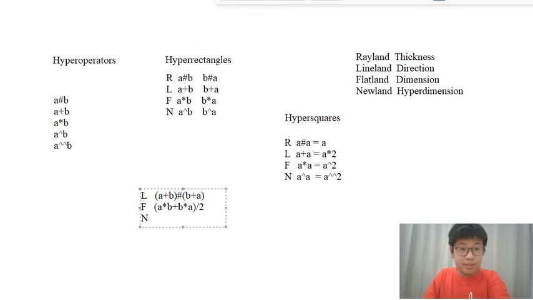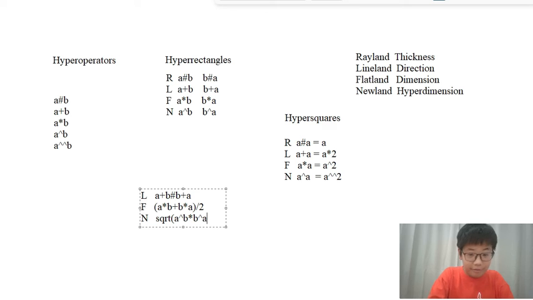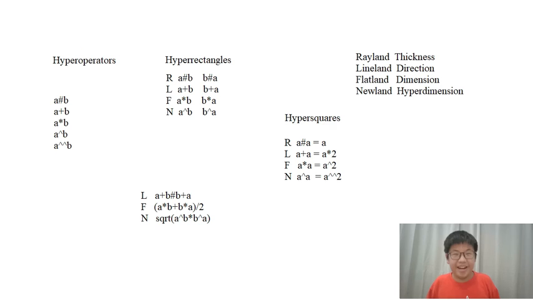over 2. And of course, we can compare after the plus, so we can write it this way. And we just omitted it in Lineland because it's a compare operation. Now in Newland, and this is getting tricky, so we can use the negation. This is our base, and this could be our root, and this operation could be multiplication. So the Newland rectangle could be the square root of a to the power of b times b to the power of a. There, we got our expression for the area of a hyperrectangle.